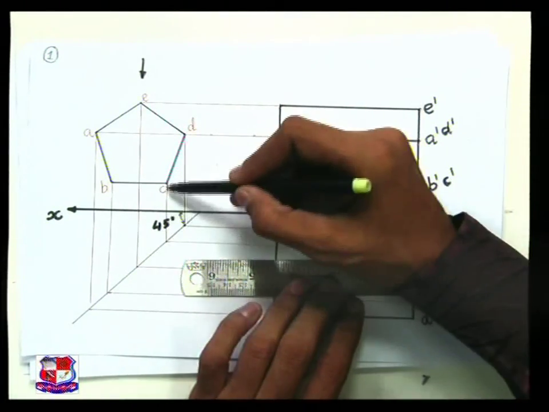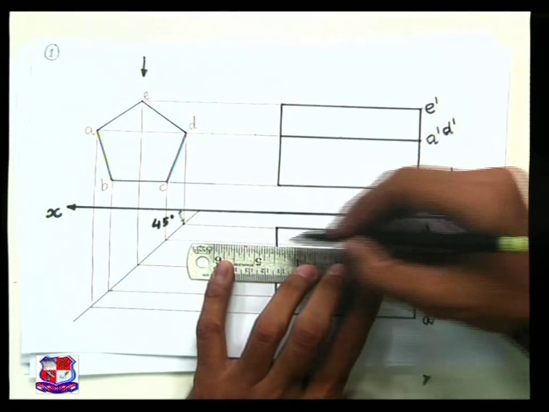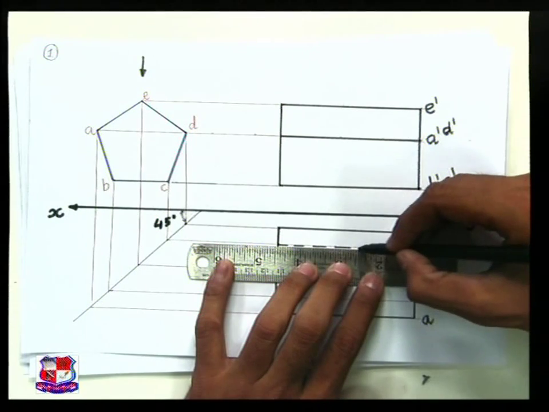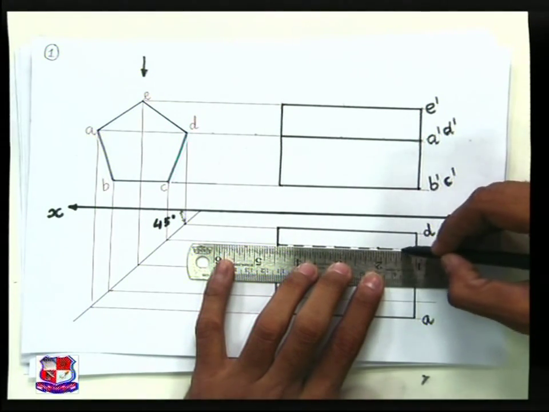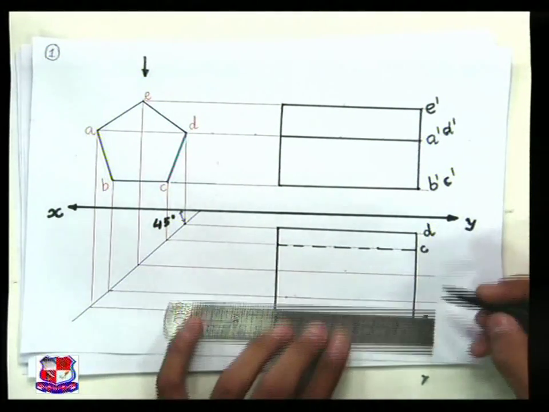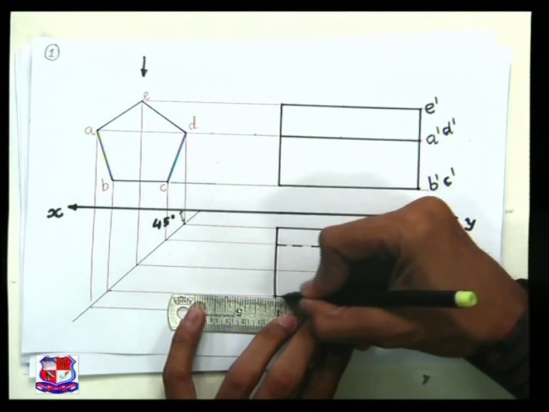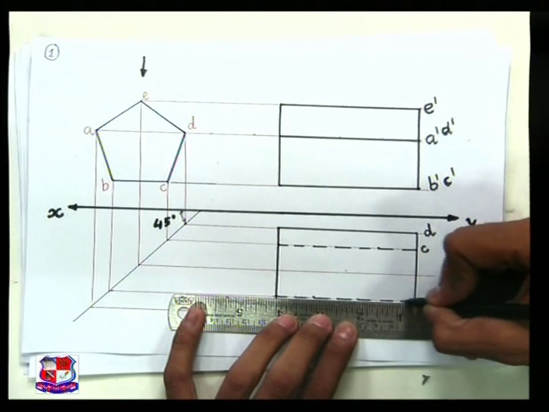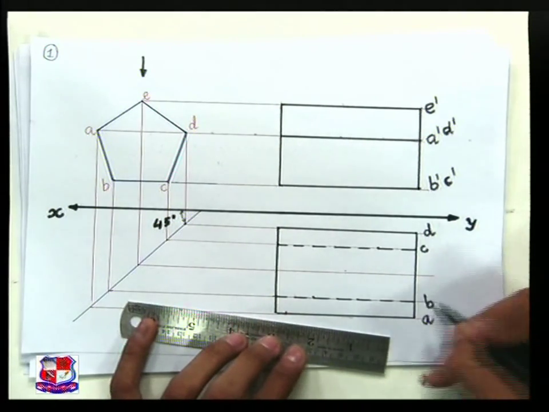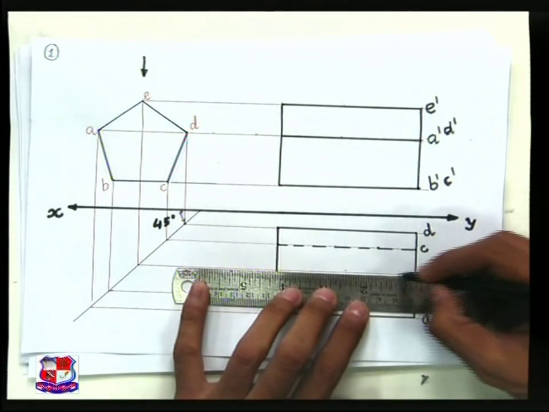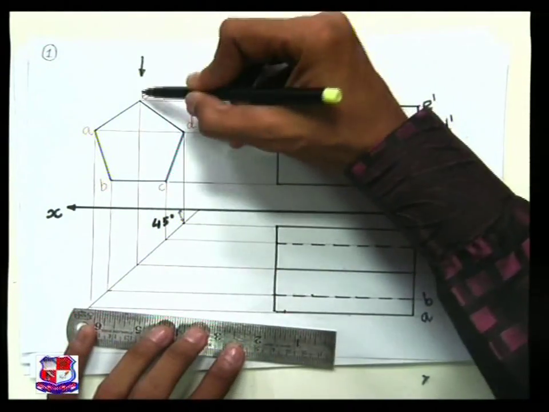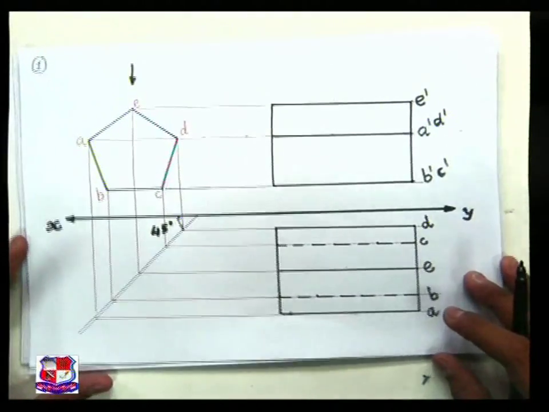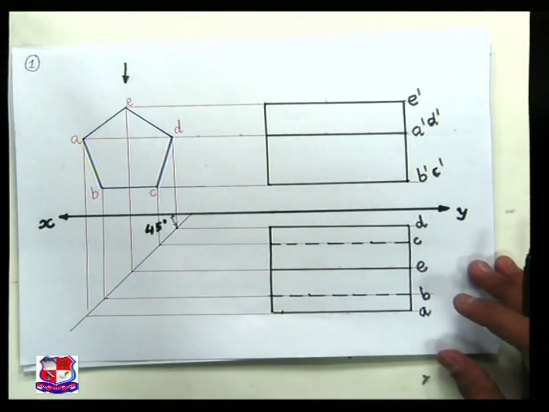So B and C, so this is C, so we should join this with the dotted line, that is top view of edge C and top view of edge B. This is the top view of edge B, which is invisible. So this is B represented by the dotted line, and if you look from here, E would be visible. So this is visible line. So this is the solution for this problem.